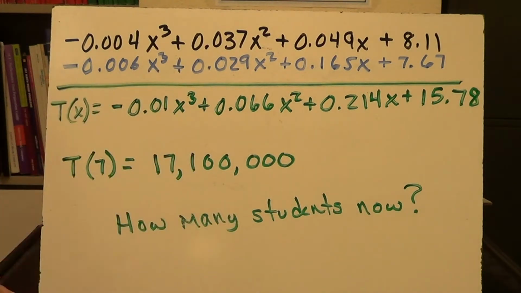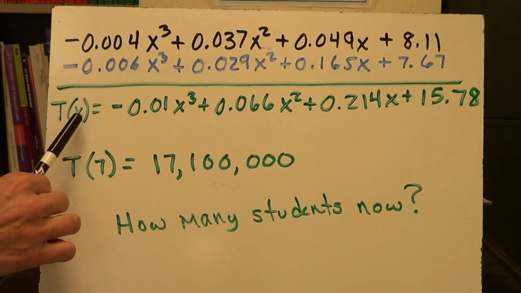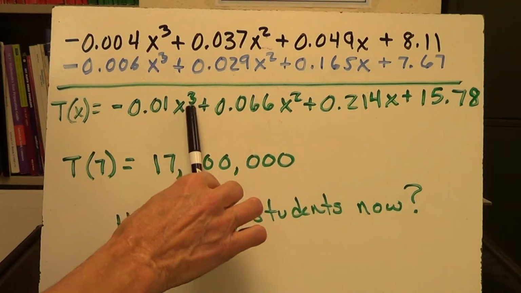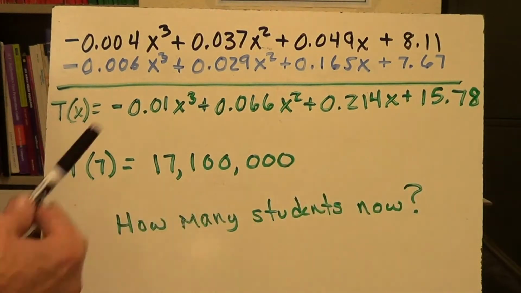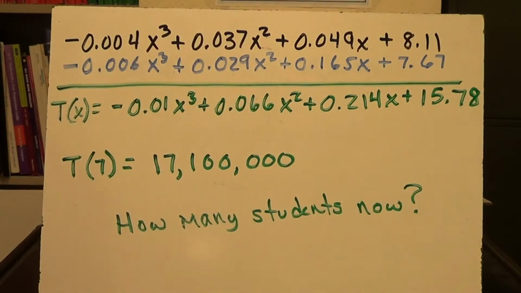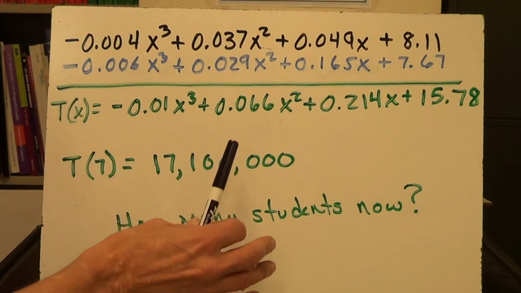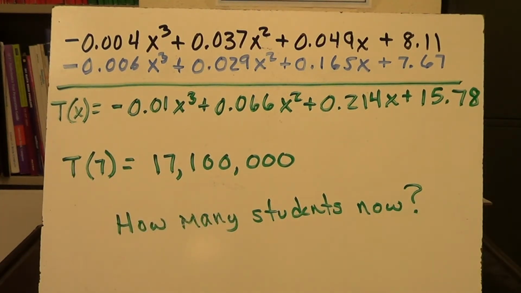Now, they said, how many students in 2007? 2007 is 7 years from 2000, so I plugged the 7 in there, and I plug it in for each of the x values. I put it in my calculator. I could do nested form. I don't because it's just a big ugly number anyway. And I get approximately 17,100,000 high school students, male, female together.